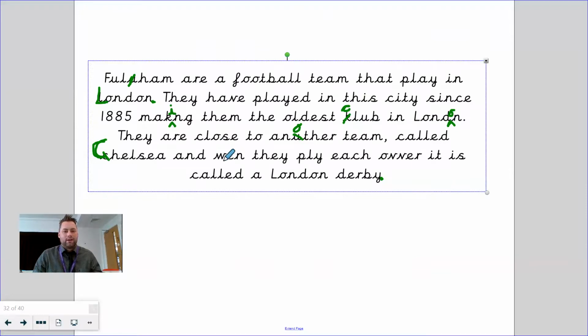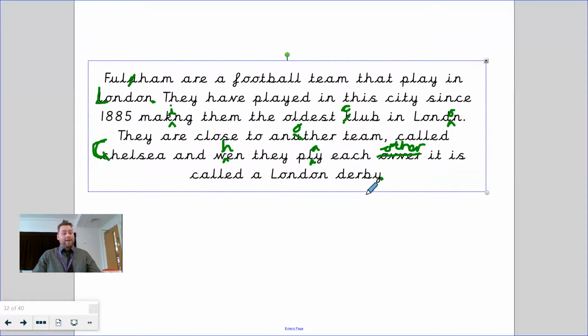And when, okay, I've missed out... This is a common one that a lot of you make. That should be an H. When they play needs an A. Look at these spelling mistakes. Each other. Now I'm going to cross this whole word out because I've made quite a few spelling mistakes there. Other is spelled O-T-H-E-R. And we cross the T. It is called a London derby.